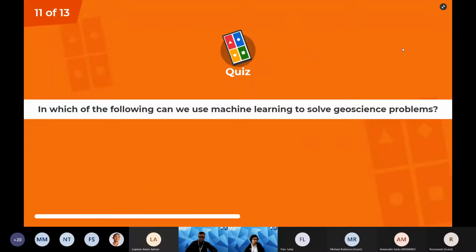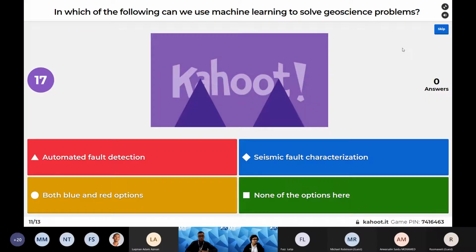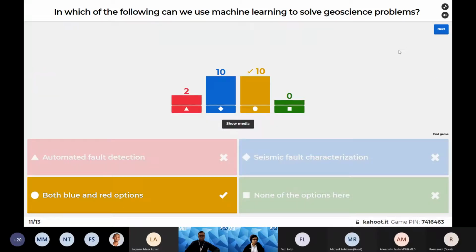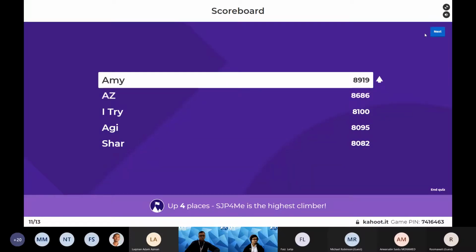Question 11. In which of the following can we use machine learning to solve geoscience problems? Automated fault detection, seismic fault characterization, both blue and red options, or none of the options here. Okay, and the answer is both blue and red options. Oh, AZ just lost his lead. Amy in the lead now.